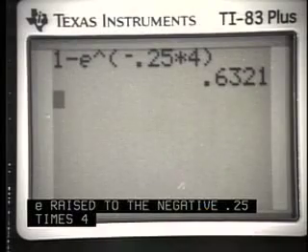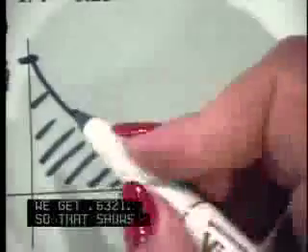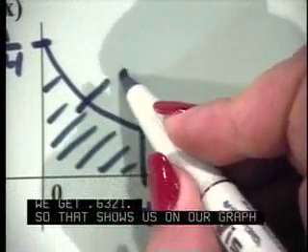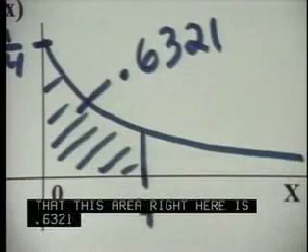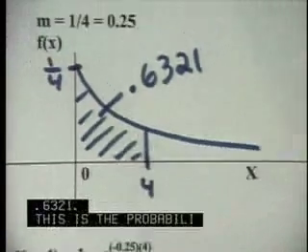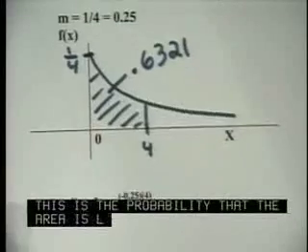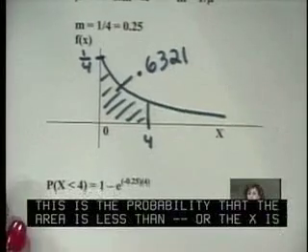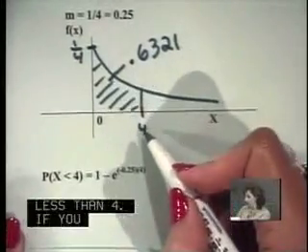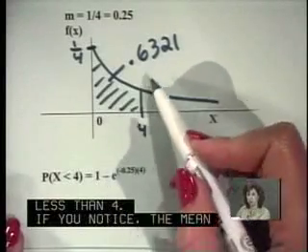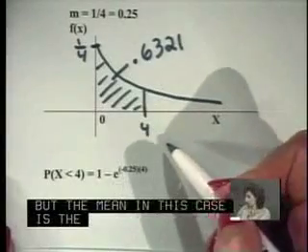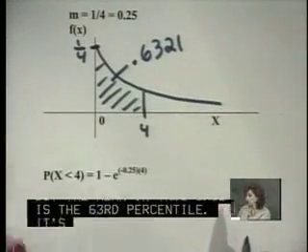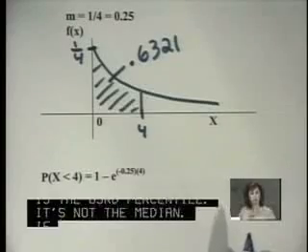And we get 0.6321. So that shows us on our graph that this area right here is 0.6321. This is the probability that x is less than 4. If you notice, the mean is 4, but the mean in this case is the 63rd percentile. It's not the median.